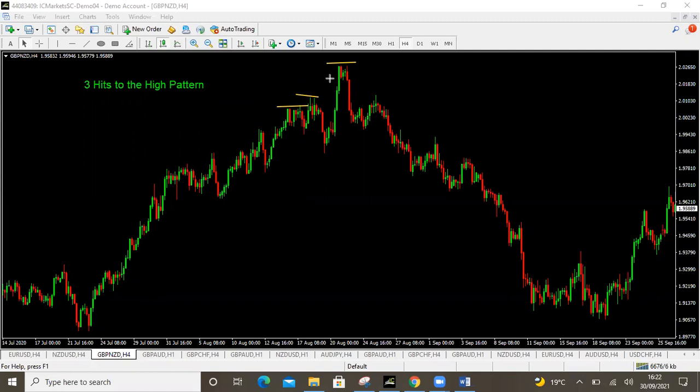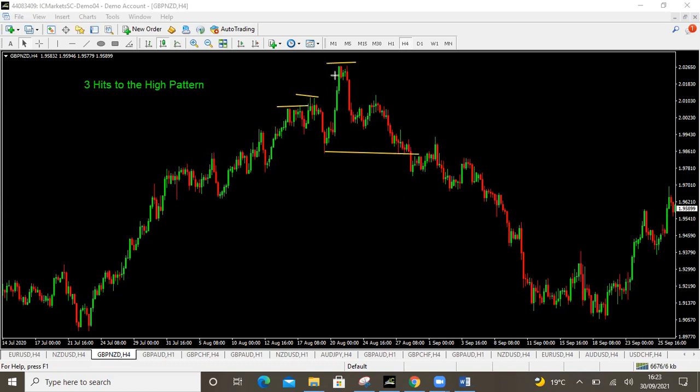And after the third high, you can see that there is break of market structure. Remember, there has to be a break of your neckline for the trend reversal to be confirmed. So there's break of market structure. From there, we have a retracement back, creating our first lower high, and the market just continues down. So that is how to spot the 3 hits to the high.